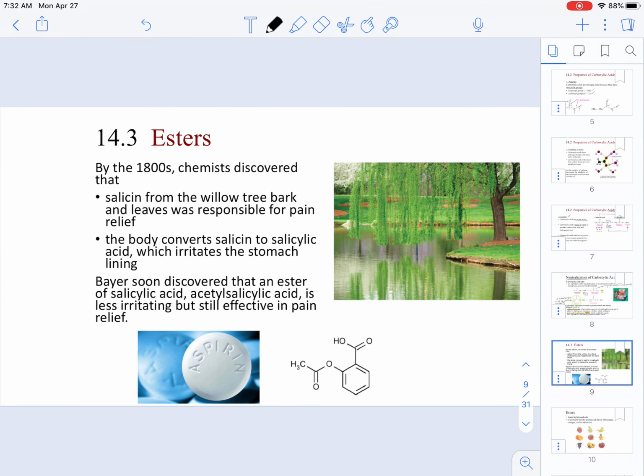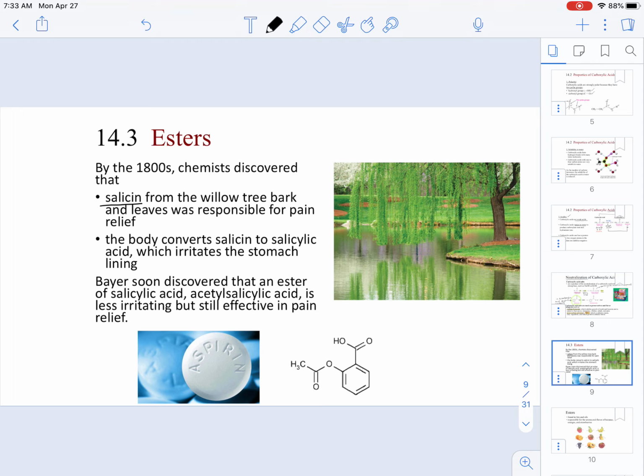The next functional group that we're going to be talking about in Chapter 14 is going to be esters. When it comes to esters, understand that they were discovered around the 1800s because one of the things that was known in the past is that, for example, in a willow bark tree, there's a compound that is called salicin. And salicin, when it was placed in the body, it actually converts to salicylic acid.